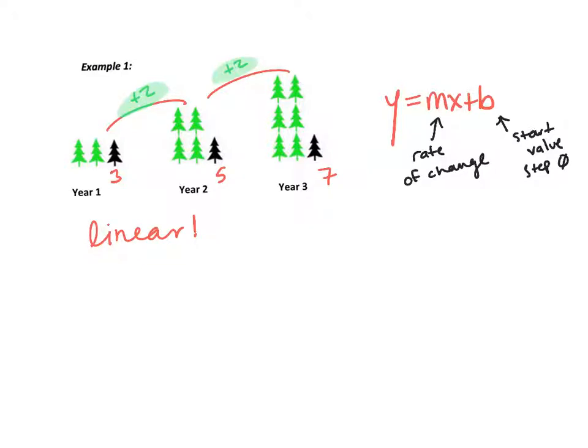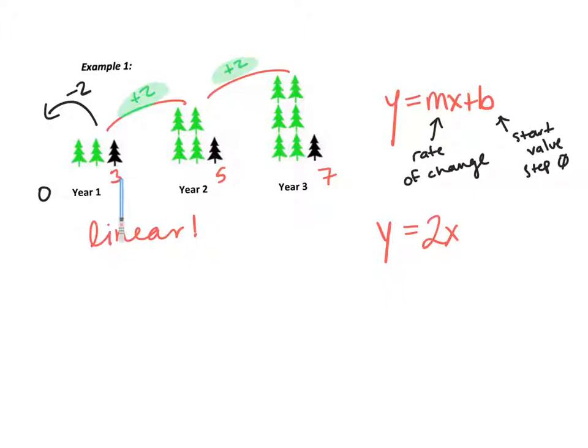Okay, so what is the rate of change for our fancy little equation here? What did we add each time? We added 2, so that's 2x. And then what's our start value? Wait a second. We have year 1 right here, but we do not have year 0. So, y'all, how can we get to year 0? What do we need to do to go backwards? If you said subtract 2, you're exactly right. You win the prize. Since we're adding 2 to go forward, to go backward, we're going to subtract 2.